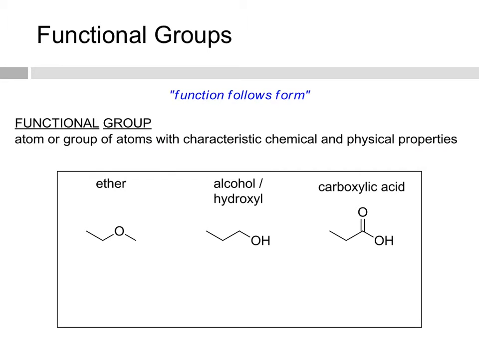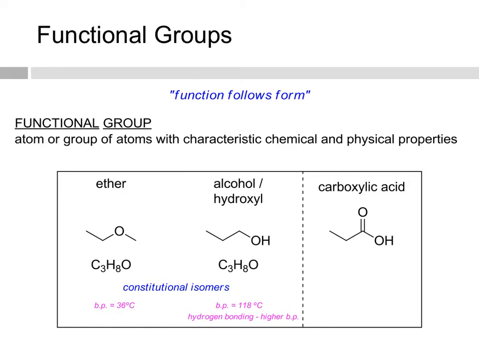So for instance, if we take three functional groups as an example, an ether group, an alcohol or a hydroxyl group, and a carboxylic acid, we can look at how they differ in spite of the fact that all three of these compounds have carbons, oxygens, and hydrogens. Let's start by comparing the ether with the alcohol or hydroxyl functional group. An ether functional group is an oxygen that's linked to two carbons, and an alcohol or hydroxyl group is an oxygen that is linked to one carbon and one hydrogen.